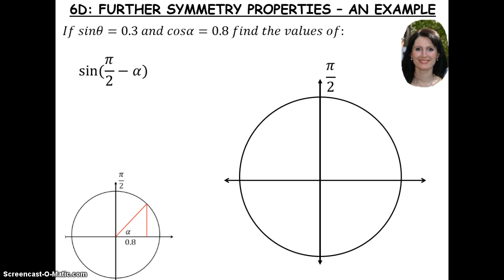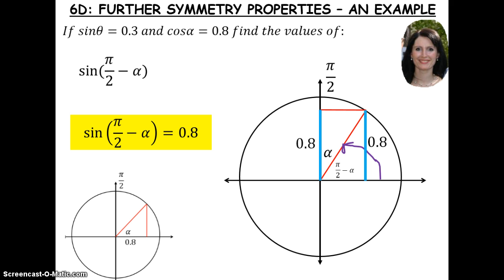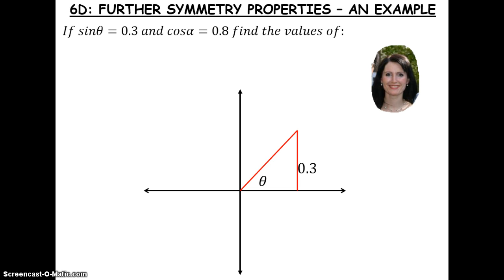Now, let's take that alpha, so the same angle. Let's put that triangle in that position. Now, we can see that our sine value is going to be 0.8. The angle is made from 0 up to where alpha is. So it's pi on 2 minus alpha. 0.8 is our sine value. So sine of pi on 2 minus alpha is going to equal 0.8.